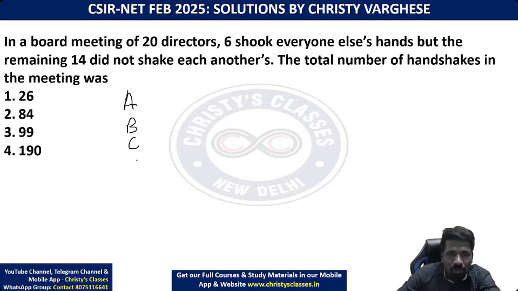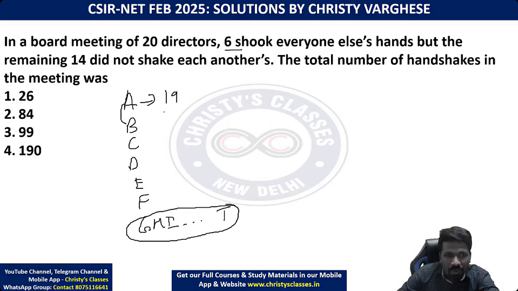You just do this: 6 people I will call A, B, C, D, E, F. A will do how many handshakes? 19 handshakes, because A will not handshake with A. A will handshake with B, C, D, E, F, and all the remaining G, H, I, J, K, L up to T, the 20th person. So 19 people A will handshake, A will handshake everyone else.